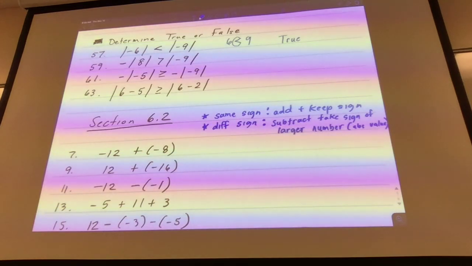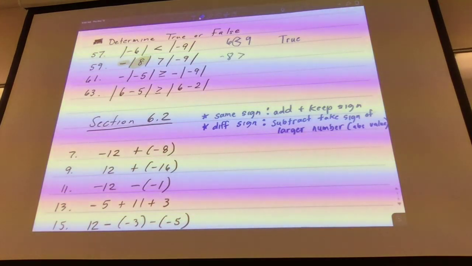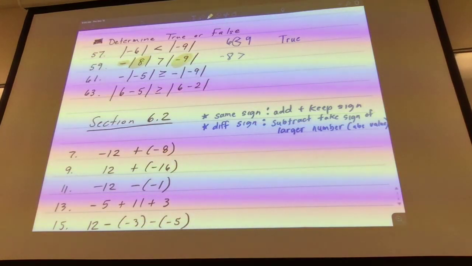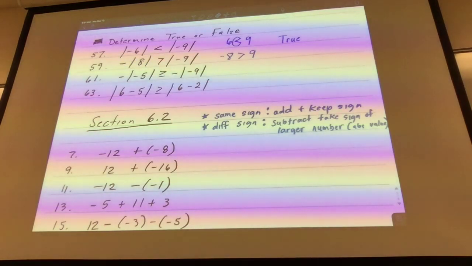So, 59, what's the absolute value of 8? 8, but this negative sitting out front, so that's just -8. What's the absolute value of -9? Just 9. So what you're comparing is that. So what do you think? False.